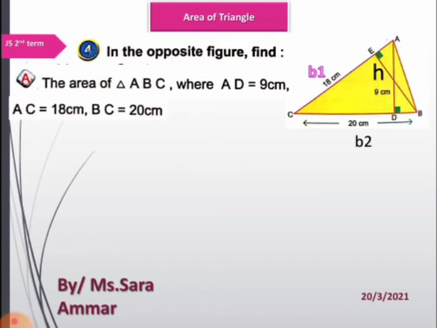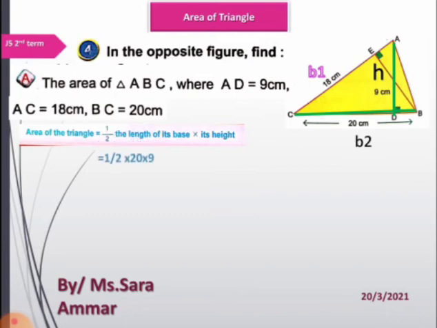طيب احنا مش عندنا غير height واحد، يبقى لازم نعرف مين ال corresponding base بتاعته اللي هيكون perpendicular to it. فواضح جدا ان ال AD perpendicular to BC، يبقى we're going to use the numbers 9 and 20 to find the area of the triangle. Again the rule, area of triangle is half the length of the base by the height, which is half of 20 by 9. Half of 20 is 10, multiplied by 9 will be 90 centimeter squared. So this is the area of the whole triangle.